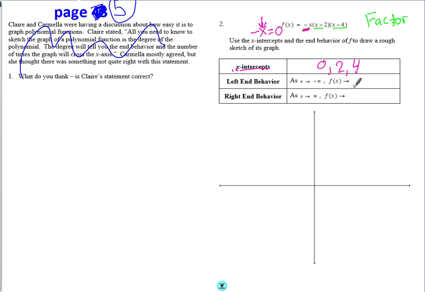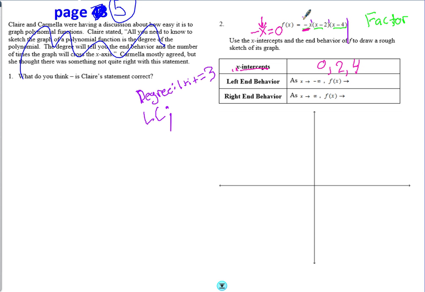Now we have to talk about end behavior. The way that we find end behavior is to start by talking about degree. What is the degree of the polynomial? Because if I know the degree and I know the leading coefficient, I know what the end behavior is. So let's look at the degree. To find the degree, I simply add together all of the exponents on x. So I have a degree of 3.